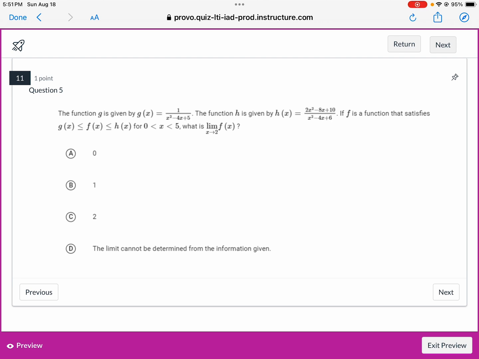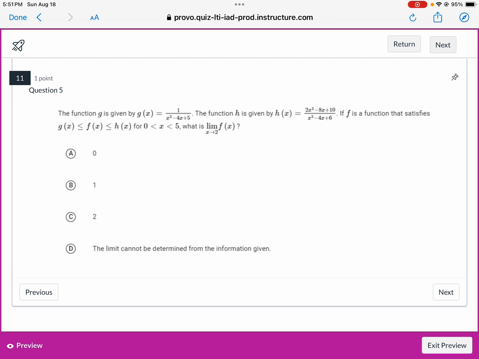Just trying to get the squeeze theorem. If the limit as x approaches 2 of g of x is the same as the limit as x approaches 2 of h of x, then the limit as x approaches 2 of f of x has to be equivalent to those two values. And if not, then we really don't have enough information to solve this problem.